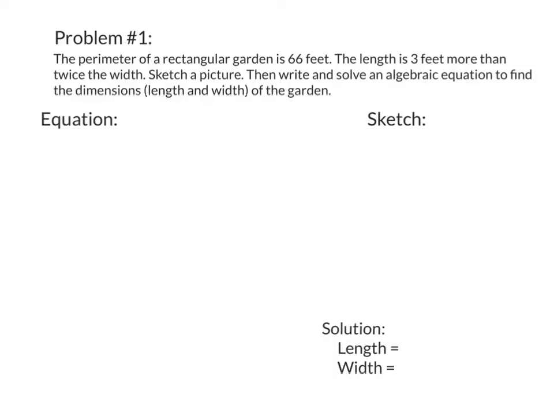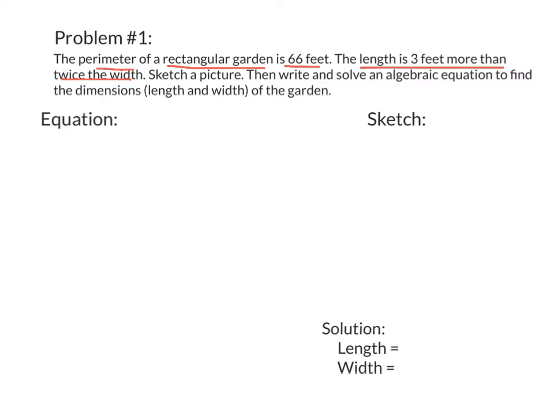Our first problem says, the perimeter of a rectangular garden is 66 feet. The length is 3 feet more than twice the width. We're asked to sketch a picture and then write and solve an algebraic equation to find the dimensions, or to find the length and the width of that garden.